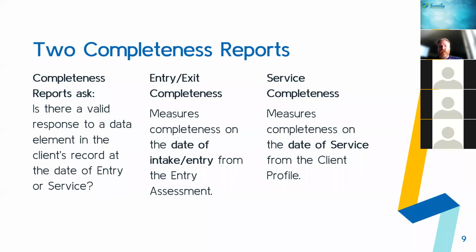So there are 2 completeness reports, and they both basically work in the same fashion. It's just looking at, is there a valid response to the data element in question? That may be name, date of birth, social security, that homeless history. There are some slight differences in the data the 2 reports look at. The key difference, though, is where they measure that data from.